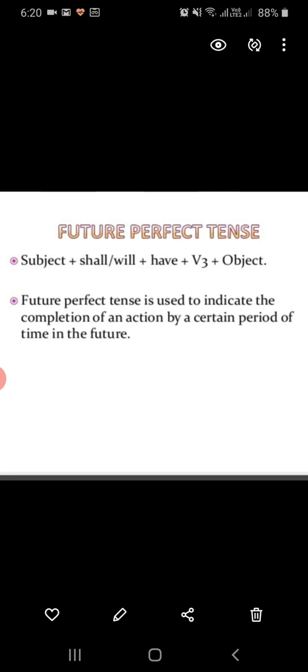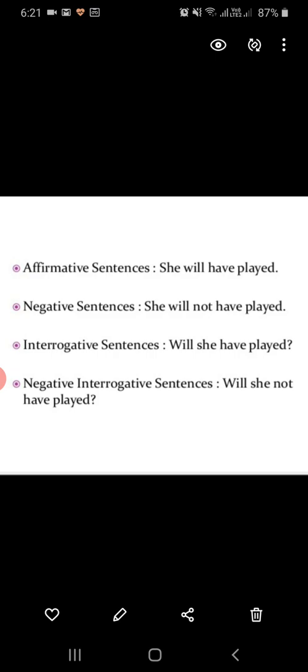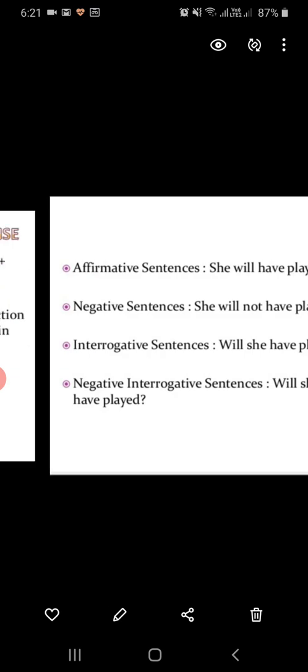Future perfect tense, subject plus shall, will, have plus third form of the verb plus object. The future perfect tense is used to indicate the completion of an action by a certain period of time in the future. Affirmative, she will have played. Negative, she will not have played. Interrogative, will she have played? Negative, will she not have played?